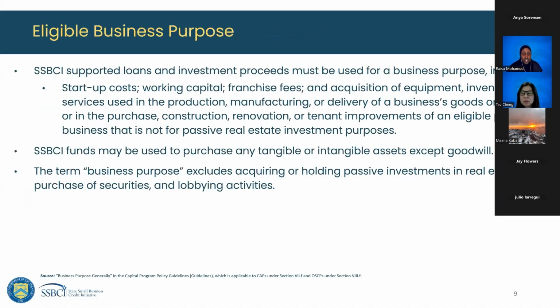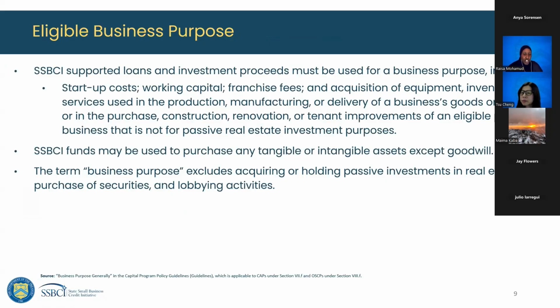All right, so these transactions, obviously we're going to be reviewing them. So the first thing we want to make sure you know is that they need to be for an eligible business purpose. So SSBCI supported loans and investments must be used for an eligible business purpose, and I have them listed here on the slide, so I won't go into detail on them. Some examples of the business purposes that we've seen so far are constructing new buildings, converting or renovating buildings, expanding existing buildings, refinancing outstanding debt, and working capital.